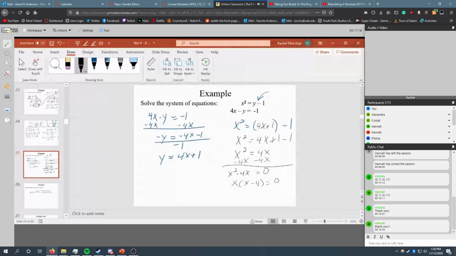So those are my two factors. I factor out only a GCF there because I don't have a constant. So this gives me x equals 0 and x minus 4 equals 0. And that gives me x equals 4. So those are my two x values. So I'm going to plug each one of those in to the y.